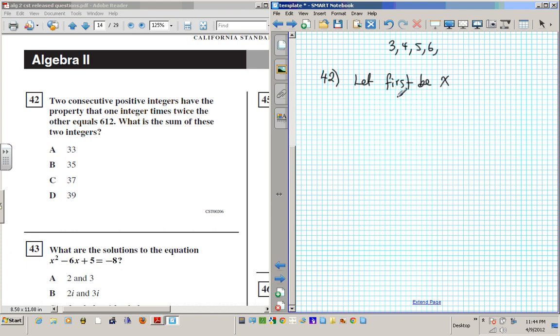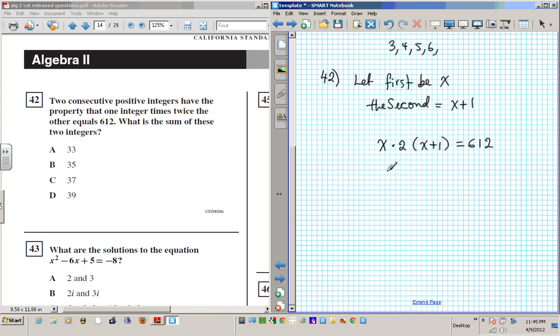If you keep adding 1 to get the next one. So if the first is x, the second is automatically going to be x plus 1 since they're consecutive. Using the property here, one integer times twice the second equals 612. So x times twice the second, x plus 1, equals 612. If we solve this equation, we'll find out what the first one is, and we'll add both of them together, and that will be the answer that we need.